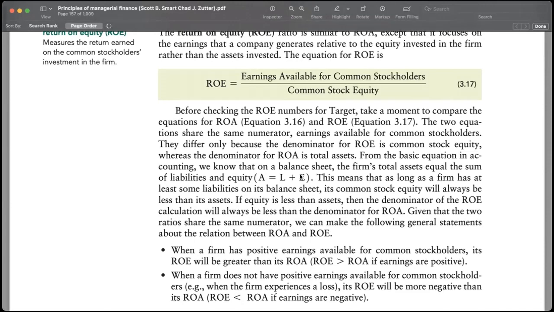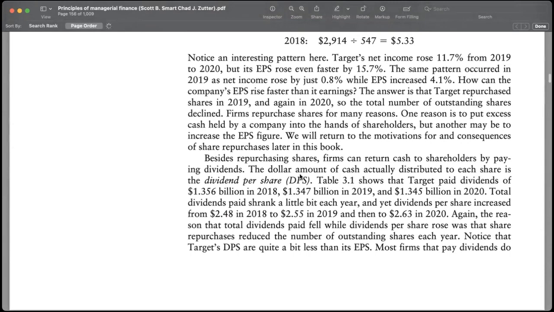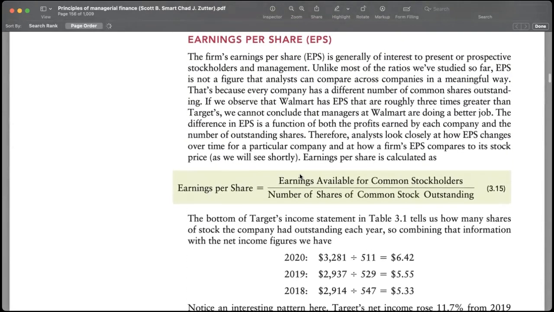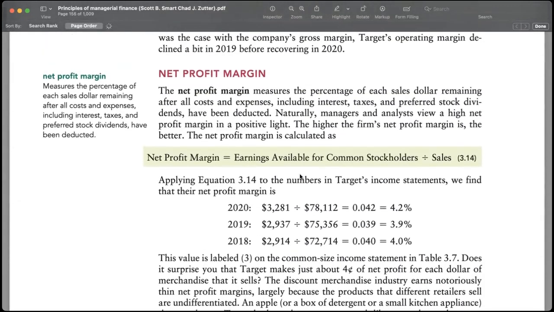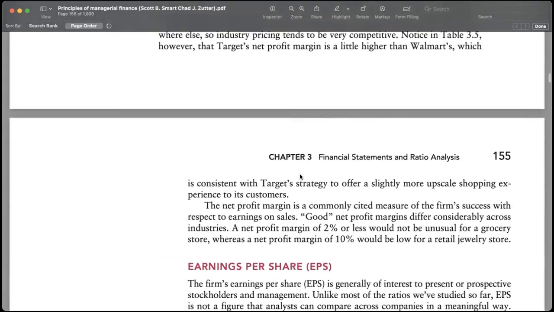Okay, so you understood what is ROA, what is ROE. ROA is return on asset, ROE is return on equity, and net profit margin is return on sales, actually, if you want to say in the same manner, but actually it is net profit margin.